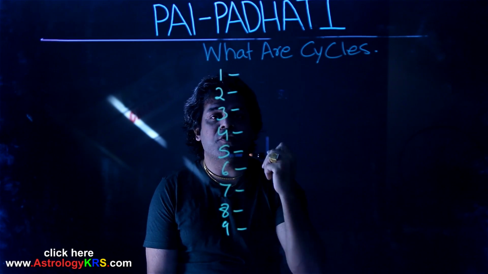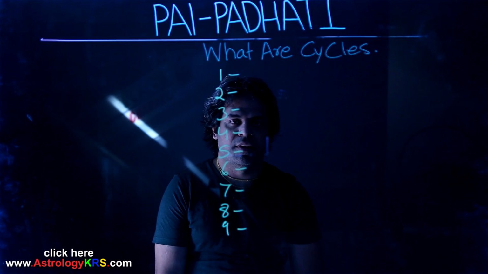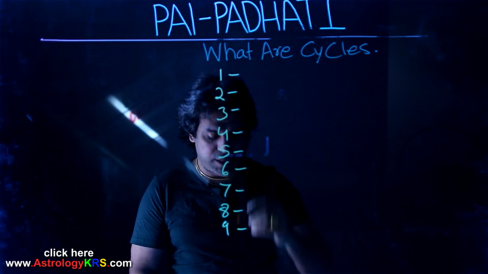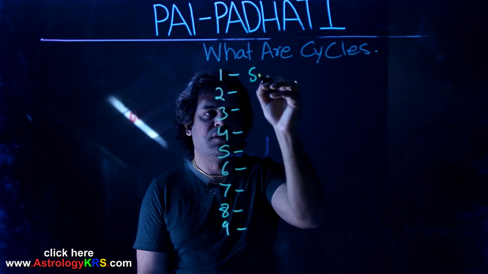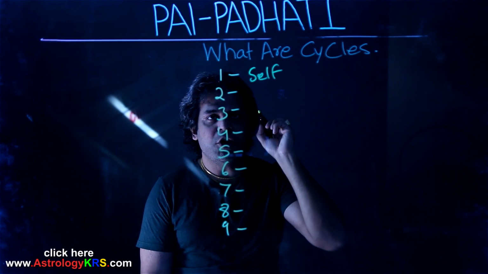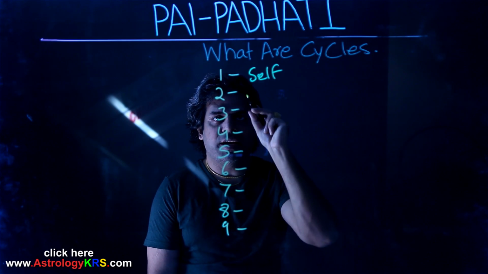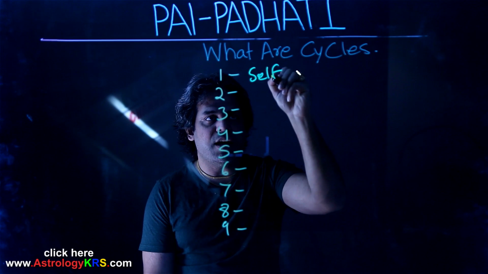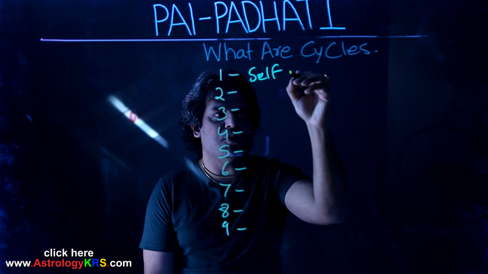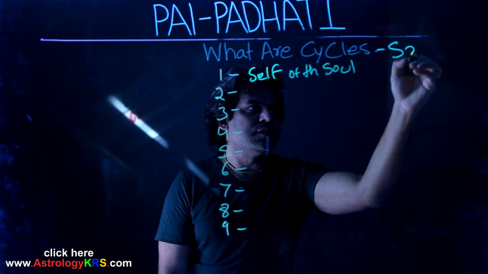Number 1 cycle refers to you, the self, the first house. Think of these as houses, the 9 houses of your birth chart. So this is self. Whenever you have nakshatras in your birth chart in the first group that I showed you, Ashwini, Bharani, Krittika, these nakshatras represent the self-development of the soul. Okay, so these are soul cycles.